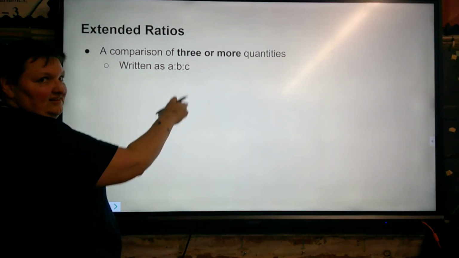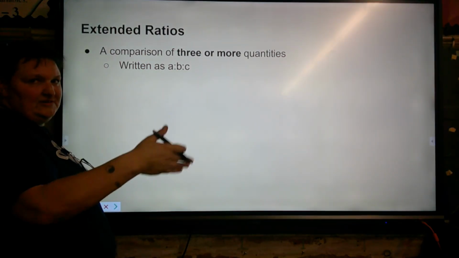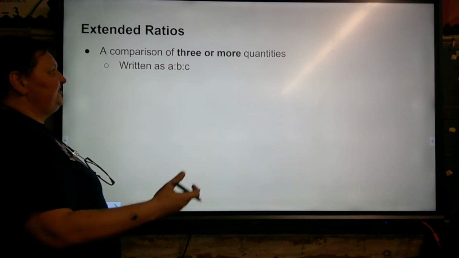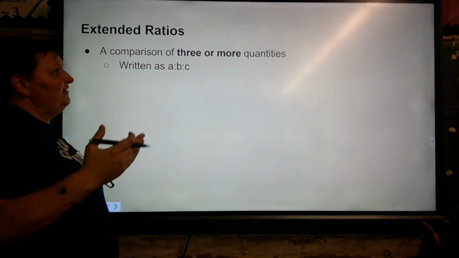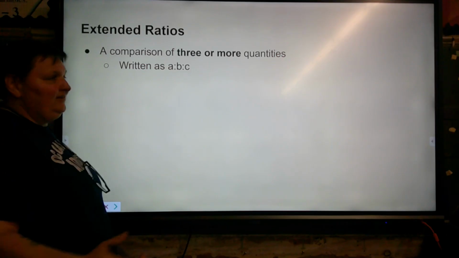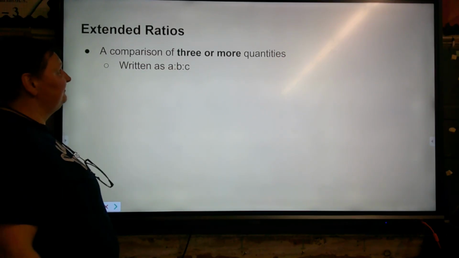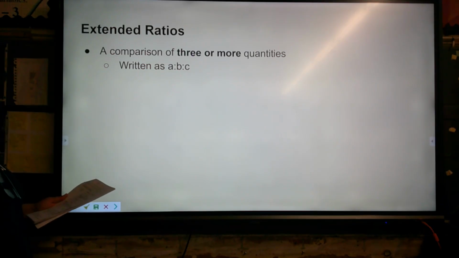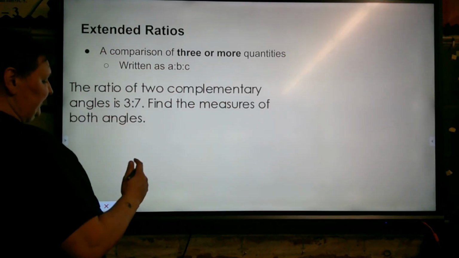A to B to C. What is my ratio of A's to B's to C's? Apples to boats to cars. What is my ratio? You just keep going. However many quantities you have, that's how many variables you'll have. Right? So, extended ratios. All right, let's try that again.